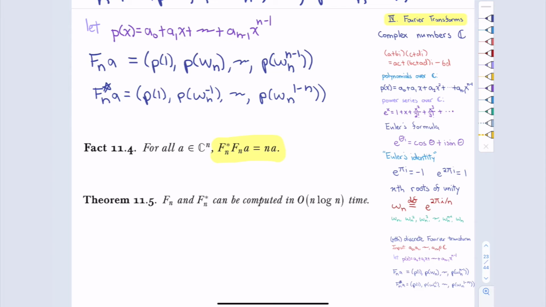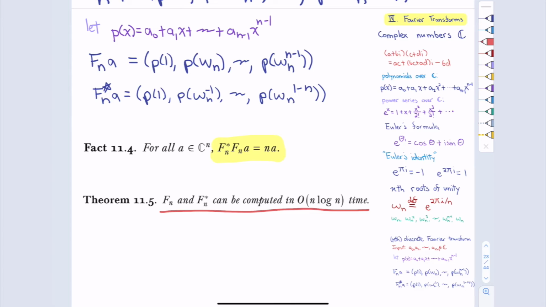Okay, so that's important that we can invert this. And Fn star is algorithmically very similar to Fn. That's also useful. Okay. Now the algorithmic part, which is really the point, we might skip proving fact 11.4 and focus on the algorithmic aspects.